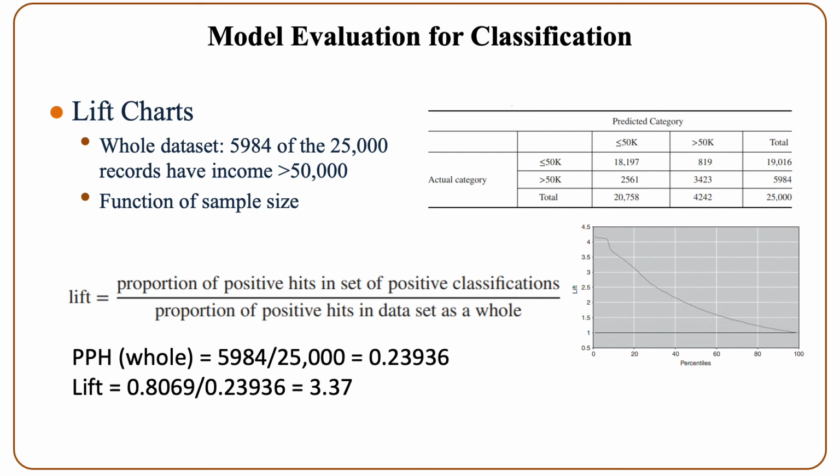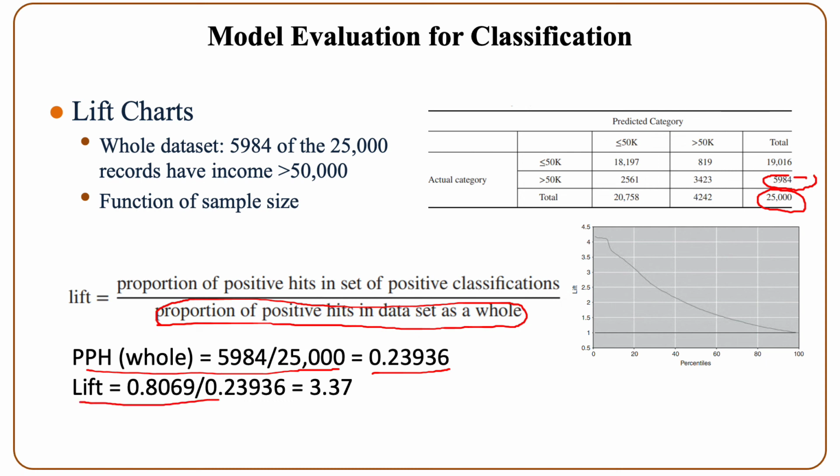And then we calculate the proportion of positive hits in the dataset as a whole. So we also look at the confusion matrix. We get the first number, and the second number. The second number basically is the grand total, and plug those in, and then we get 23.9%. So from those we can calculate the lift, which is 3.37.